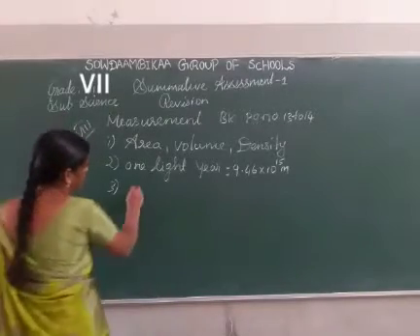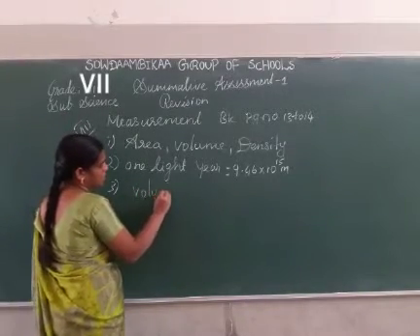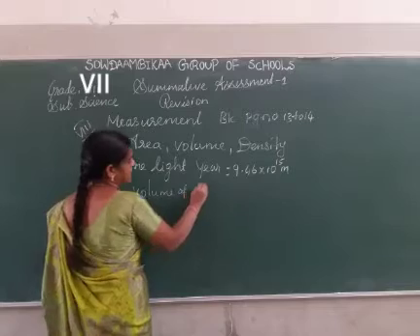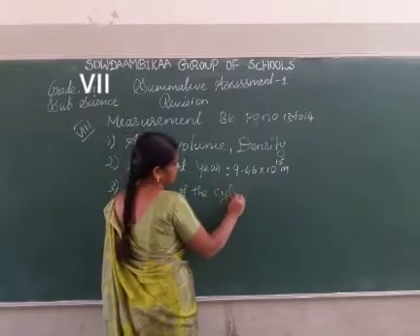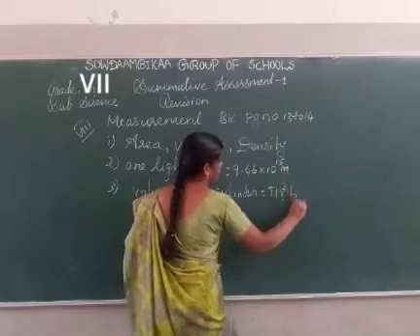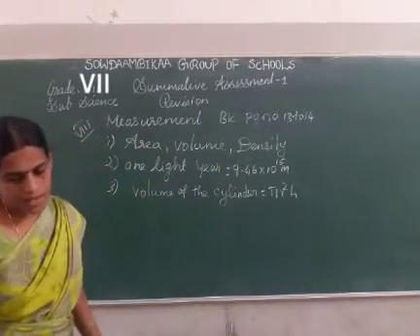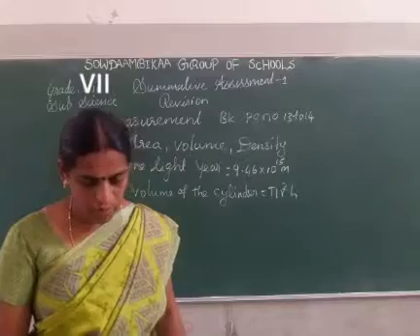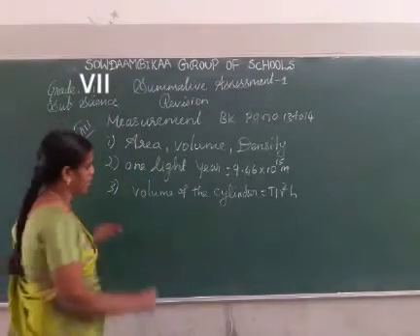Volume of a cylinder equal to pi r square h. Next one is give the formula to find the density of the object.